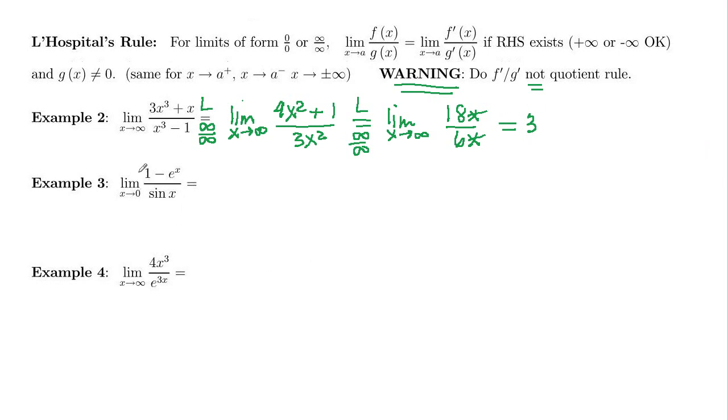And then here's the limit we asked about at the beginning of the section, 1 minus e to the x over sine x, so that one is form 0 over 0. That is one of the indeterminate forms for L'Hopital.